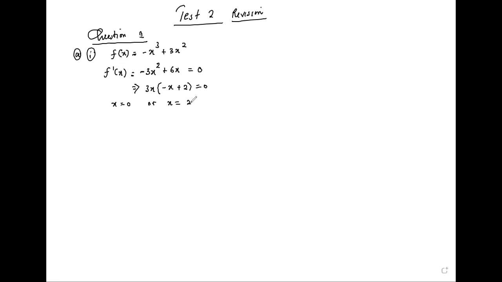Then after I find those numbers, you want to know whether they are giving you a maximum or minimum. So you differentiate the first derivative to get the second derivative. So you have minus 6x plus 6. Then in the second derivative, you substitute the numbers you've gotten here.